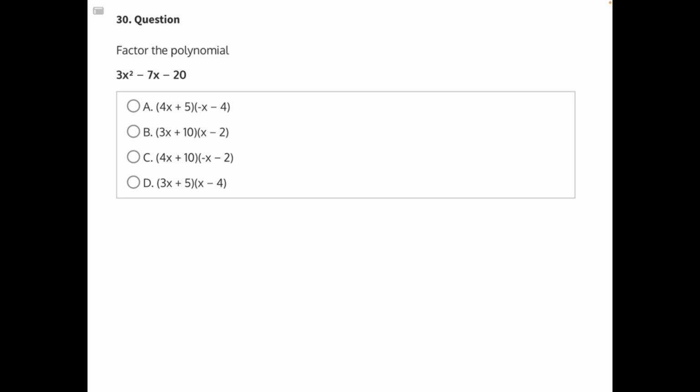Factor the polynomial. To factor a polynomial that has an a value greater than 1, the easiest method is factoring by grouping. And to do that, we need to take our a value and multiply it to our c value to start. So a is the coefficient of our first term, b is the coefficient of our second term, and c is our constant, right? So a times c is going to be 3 times 20, which will give us 60.